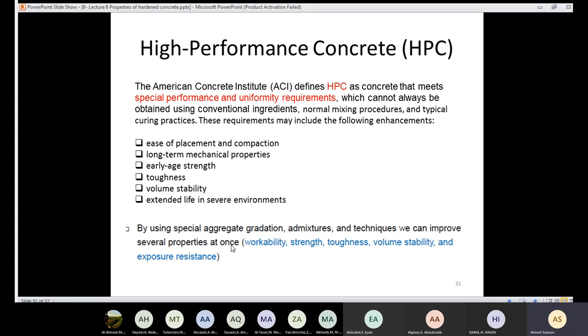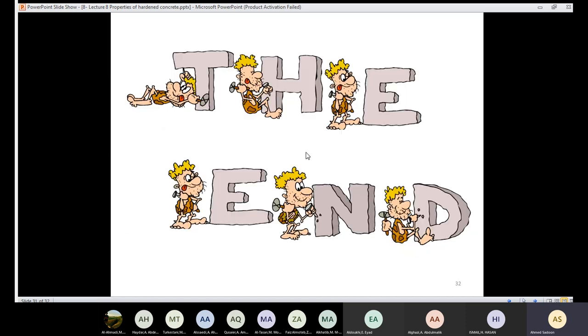Here we are going to improve several properties, not only one property. For example, we are going to improve the workability, like the self-consolidated concrete. We are going to improve the strengths, like the high strength concrete. We are going to improve the toughness. For example, if we are going to use something like the fiber reinforced concrete, the toughness is going to be increased. We are going to improve the volume stability and the exposure resistance. So in the high performance concrete, we are going to meet more than one requirement in order to call it high performance concrete.